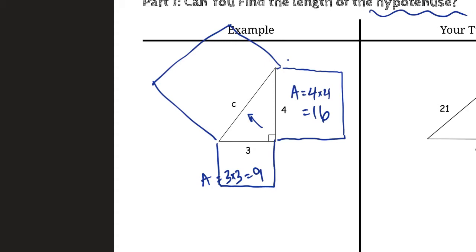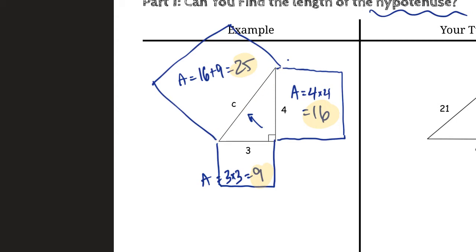Well, we know it's the two areas of the smaller squares added up, right? So what's 9 plus 16? 9 plus 16 is 25. So that means the area of this square has to be 16 plus 9, 25. So that's the area of this square. Now, if we know the area of the square, that's not our answer, right? We want to know the side length of the square.